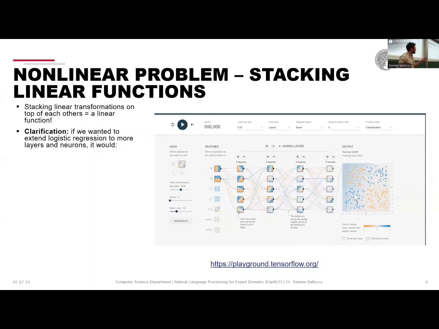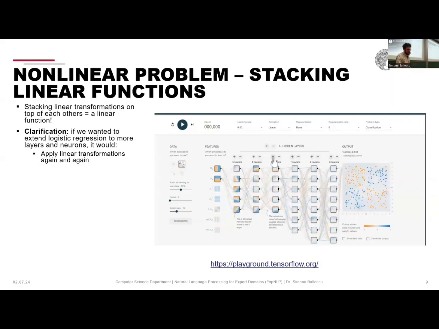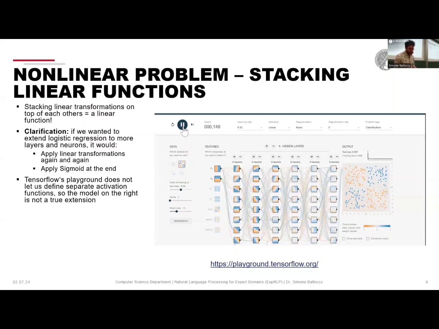Clarification. This is kind of an extension of logistic regression, but not really, because if you look up, it says linear. If you actually want to extend logistic regression, we basically will have to apply linear and sigmoid at the end. This doesn't let me do that. TensorFlow doesn't let me define a per-layer activation function. But it will not work anyway, because after we apply 10 layers of linear transformation, we still have a linear transformation. Then we squish the value between 0 and 1. There's still going to be a boundary, which is a line. So it doesn't change.